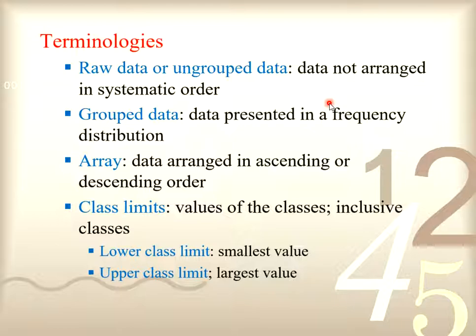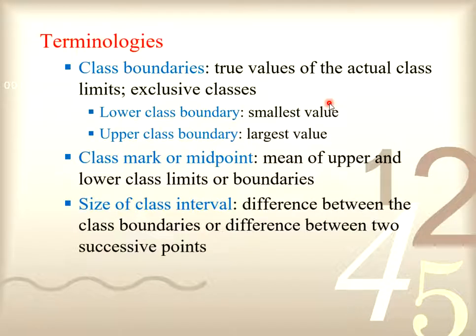Array, data arranged in ascending or descending order. Class limits, values of the classes, inclusive classes. So, whatever falls within each class. Lower class limit, the smallest value. Upper class limit is the larger value. Still on this, class boundaries, the true values of the actual class limits.